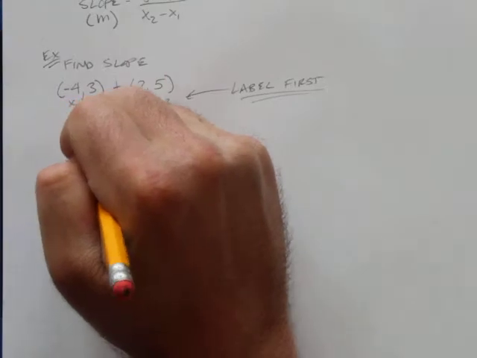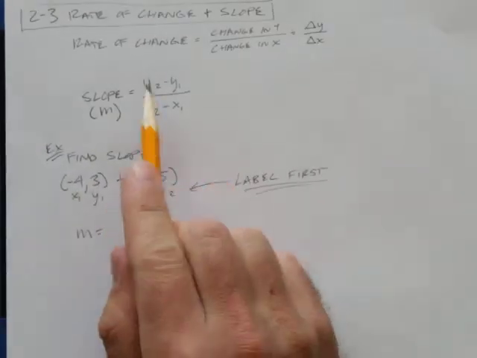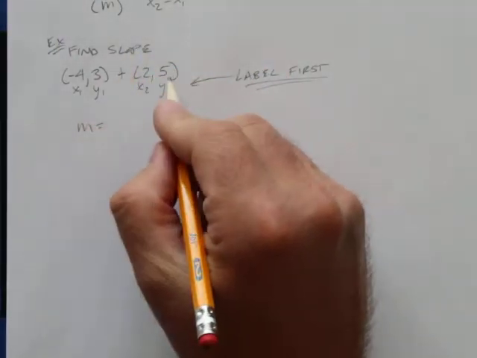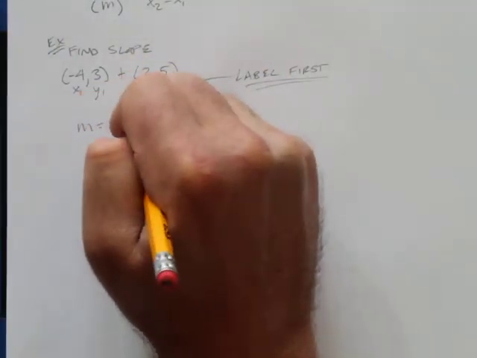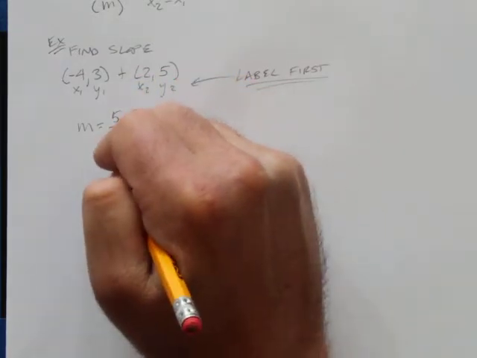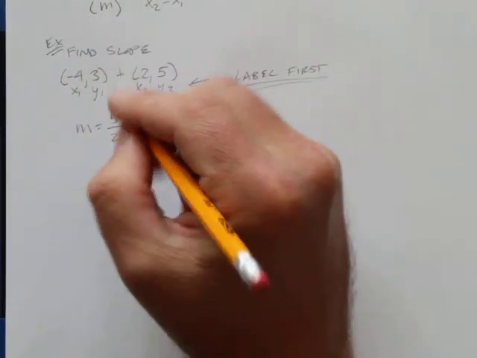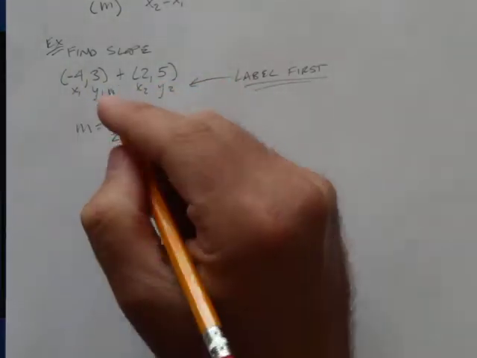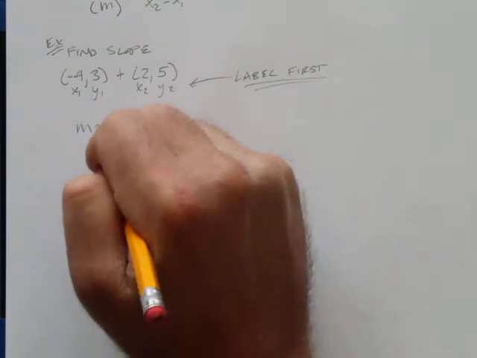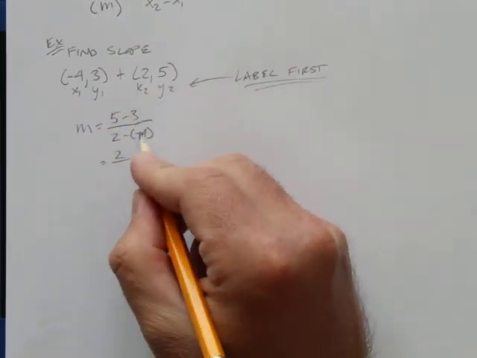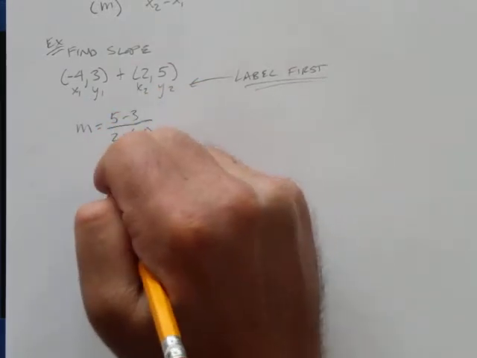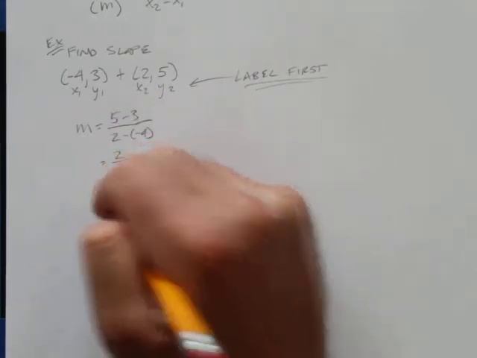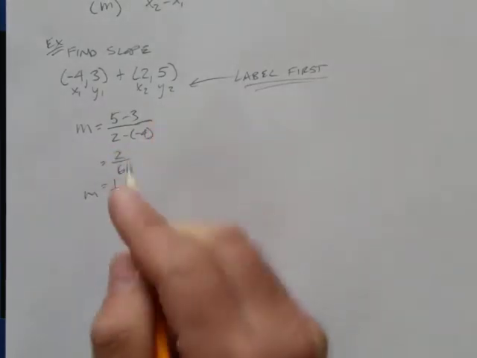So my slope is y2 minus y1 over x2 minus x1. So I just find y2 and y1. y2 is 5, y1 is 3, x2 is 2, x1 is -4. So I write it like that. And then I say 5 minus 3 is 2. 2 minus a -4, so 2 plus 4 is 6. And then I'm going to simplify this. Slope is 1/3.